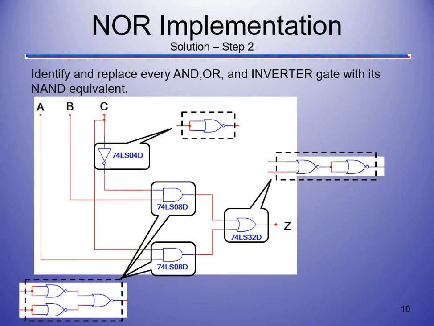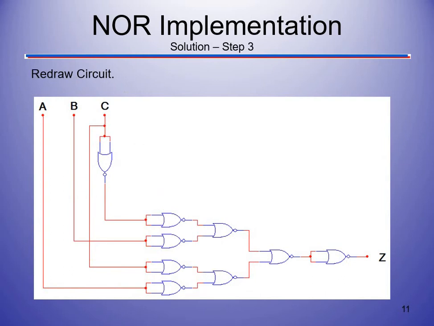So just like we did with NAND, we take each element one at a time and replace it with its NOR equivalent. So we can replace the inverter, we can replace the 2 AND gates, and we can replace the OR. Okay, everything with its own equivalent. So when we do that, your circuit is going to look like this.